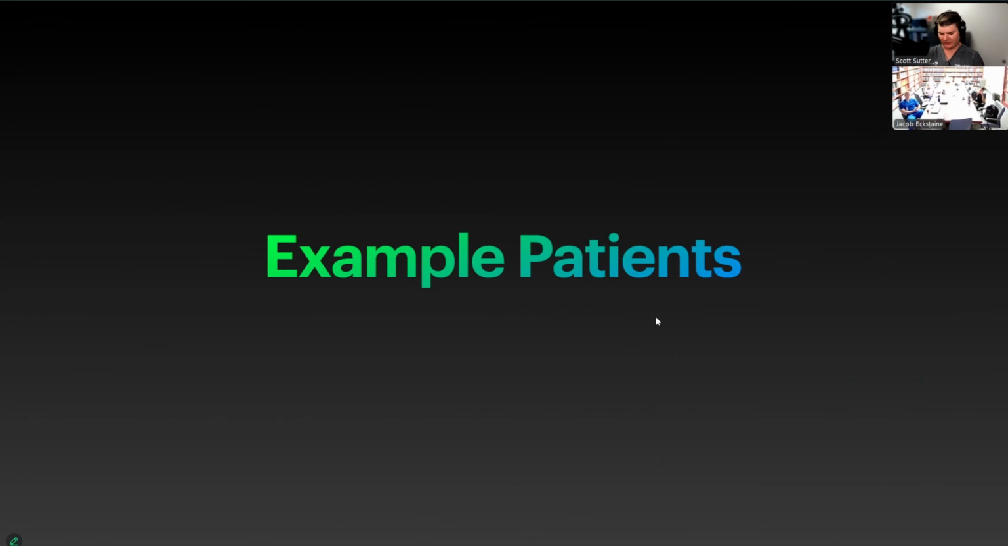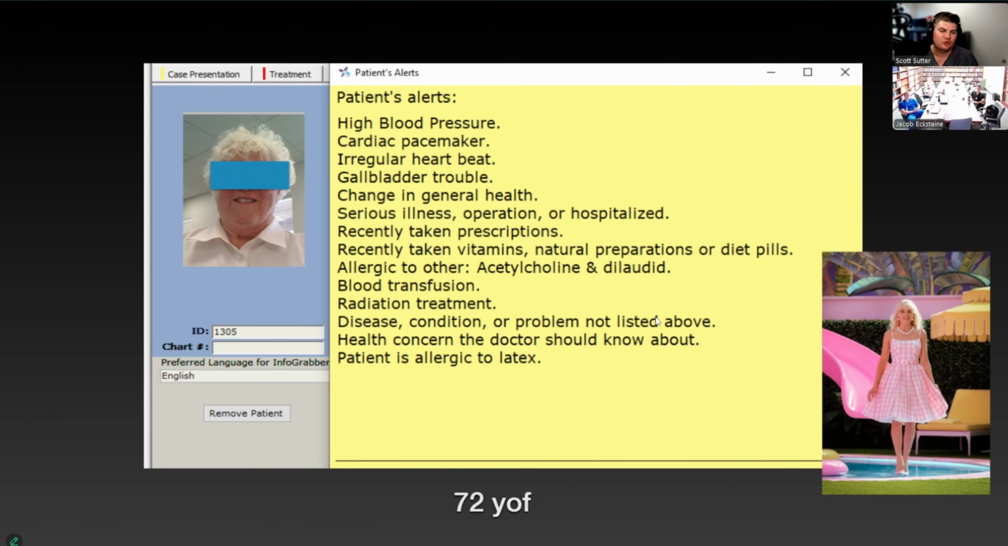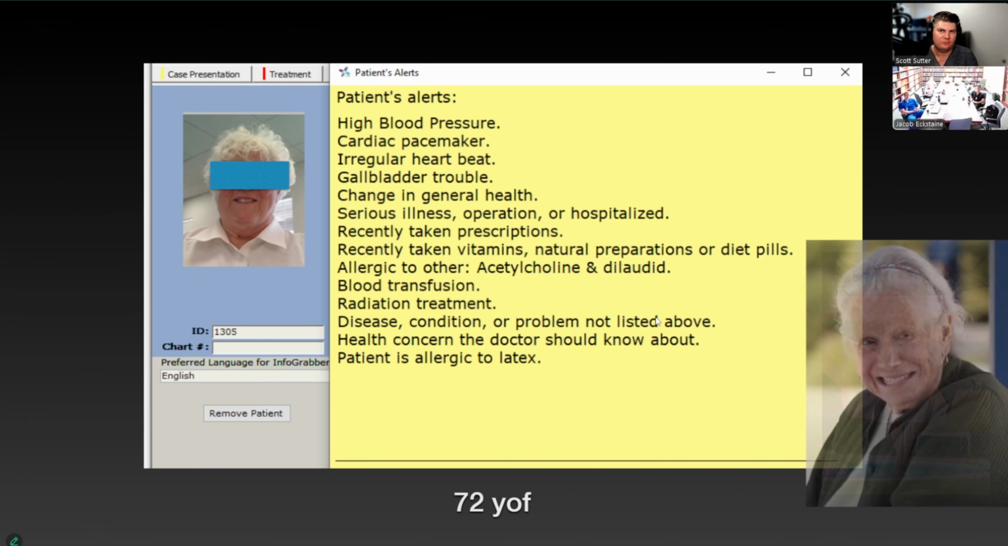So let's go through a quick example patient. Oh, we're doing good on time. This is a 72-year-old female, and look at that med history. What do you guys take away from that, given what I taught you last time? Hopefully you remember it. Do you remember what happens to women when they go through menopause? The young, fit female turns into the fat old dude.